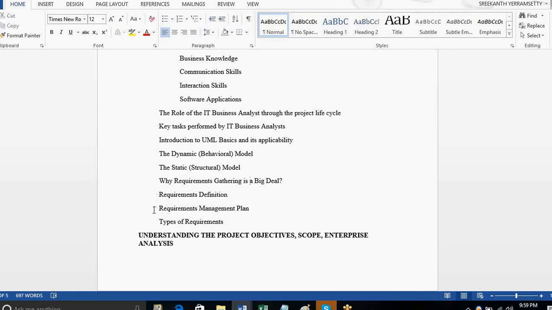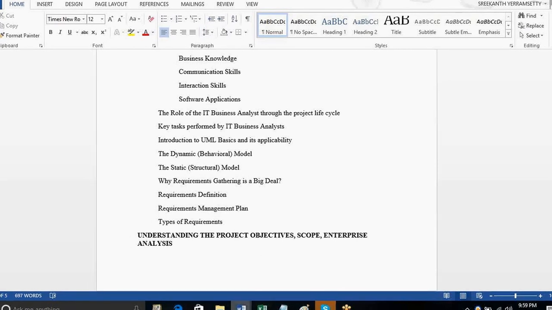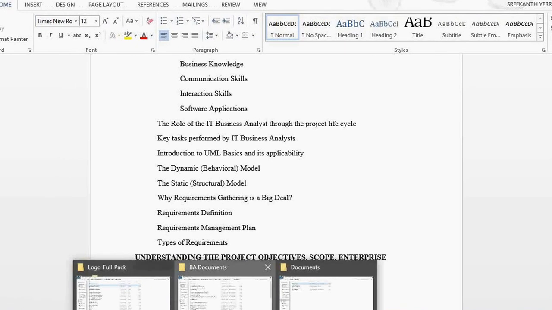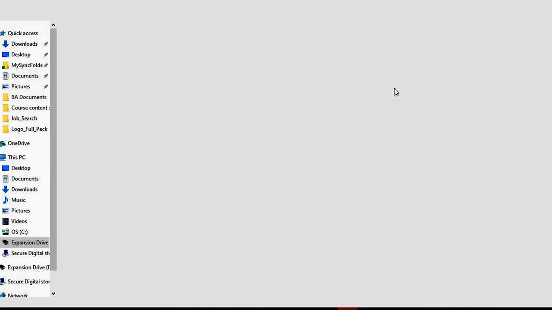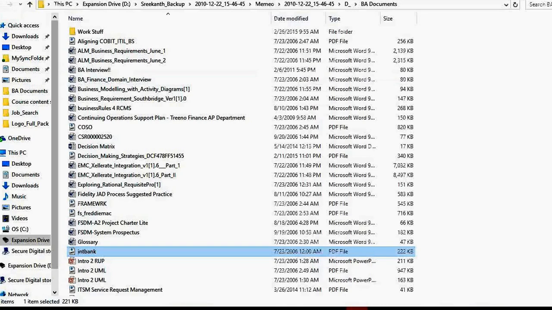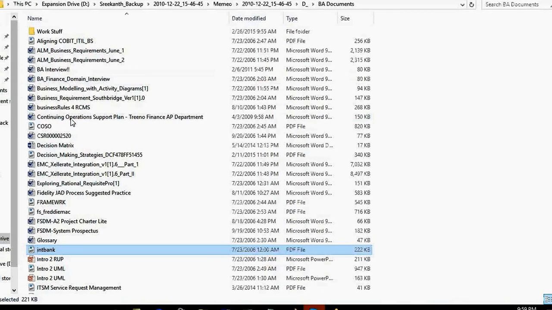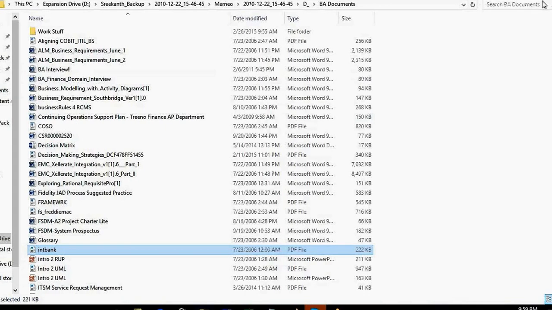Requirements definition, we talked about it. Requirements management plan, I would like to show you this template that we have. So this is my repository of all the stuff that I've collected over the past 15 plus or 16 plus years. I would like to show you all of this as well.